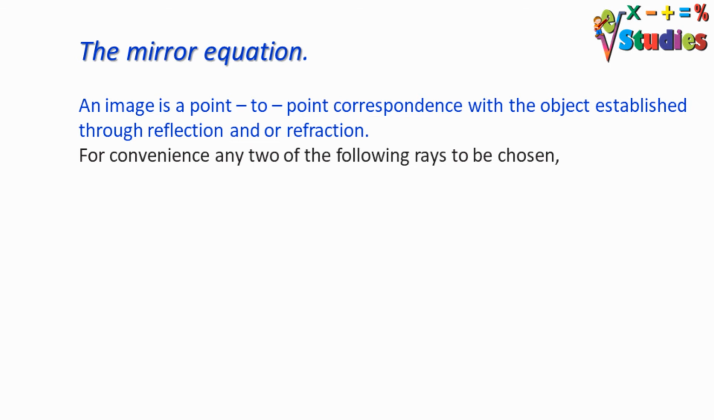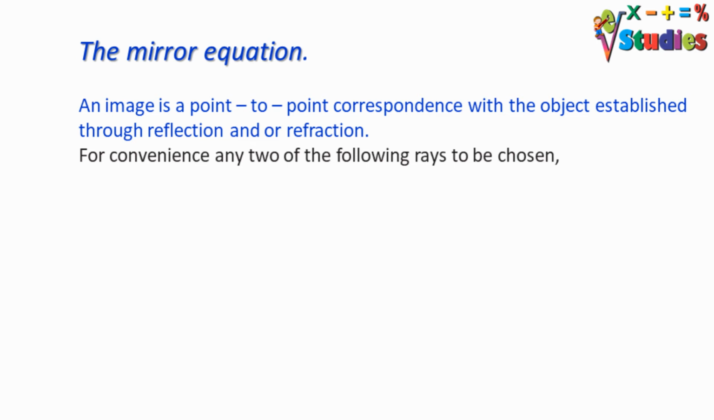Let's try to understand. So students, what is the image? In simple terms, if the rays emanating from a point, after reflection or refraction, meet at another point, that point is called the image of the first point. Hope this makes sense to you. Now I am reading out the definition given here. An image is a point-to-point correspondence with the object established through reflection or refraction.